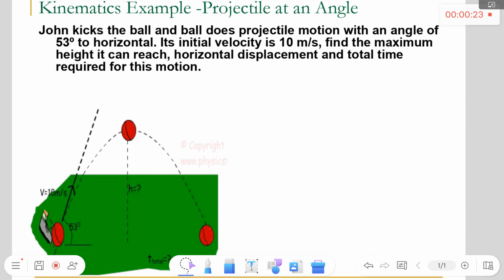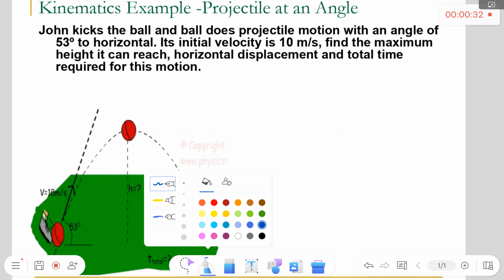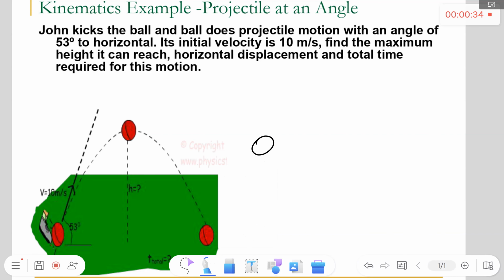Now, first thing we've got to do is take our velocity and break it up into components. So here we go. Got a ball. Let's draw a ball. And we kick it at some angle. That angle is 53 degrees with the horizontal. And that means its velocity is 10 meters per second, right?